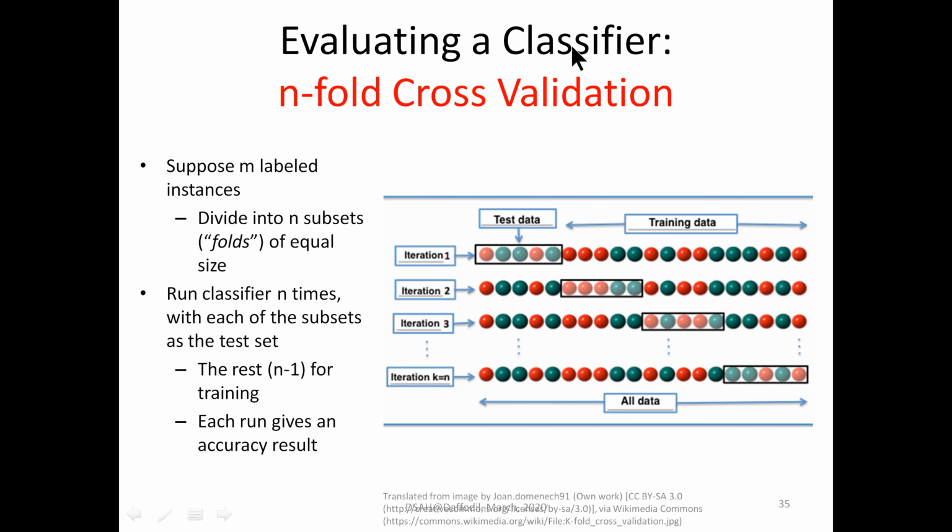So n-fold cross-validation is a very important technique while you are evaluating a classifier. Suppose you have m labeled instances. The m labeled instances are divided into n subsets. N-fold means you're talking about n subsets of equal size. So what happens? The size of all subsets is equal, and you run the classifier n times, each with one of the subsets, so that in the first iteration one subset, second iteration another subset, third iteration another subset, and so on, and finally take the average of all subset testing, and finally you produce the output result.